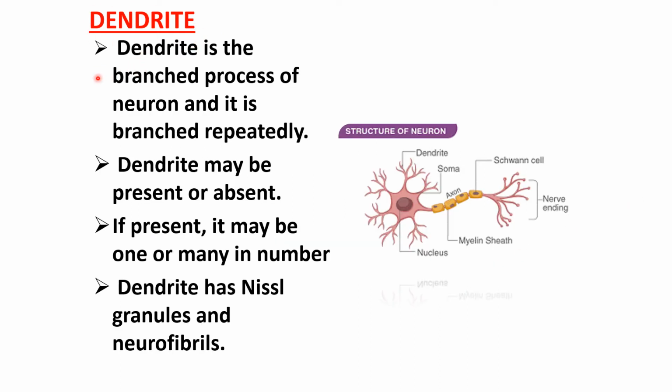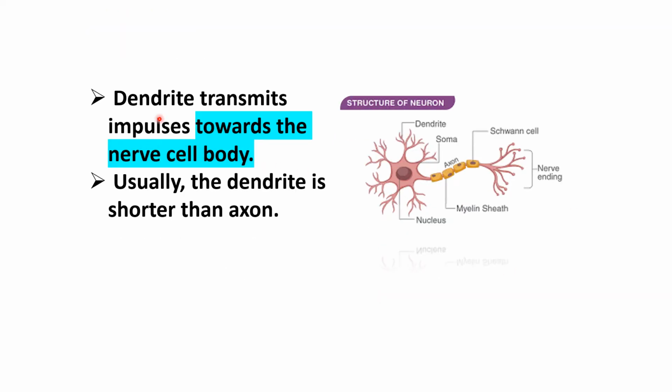Now about the dendrites. We have learned about the nerve cell body, then about dendrites. A dendrite is a branched process of the neuron, and it is branched repeatedly. You can see here this is a dendrite. Dendrites may be present or absent, and if present they may be one or many in number, and they have Nissl granules and neurofibrils. Dendrites transmit impulses towards the nerve cell body, and usually the dendrite is shorter than the axon. This one is an axon, and that is a long process.